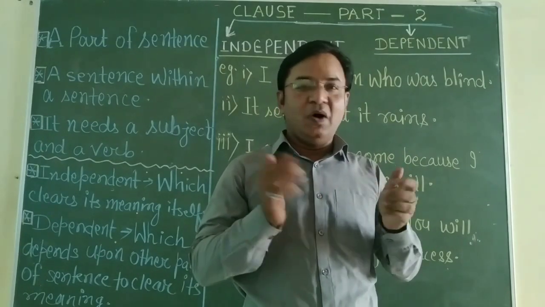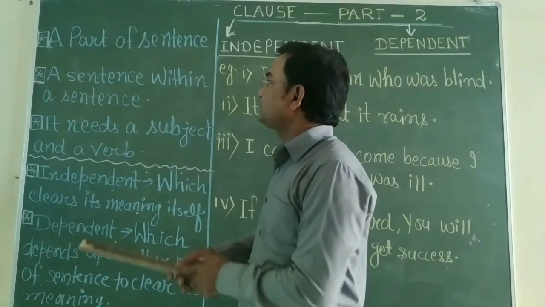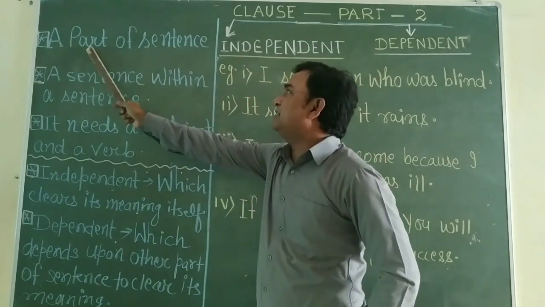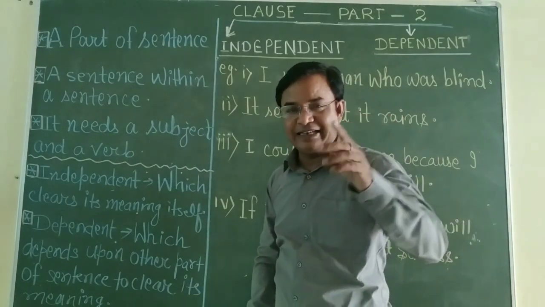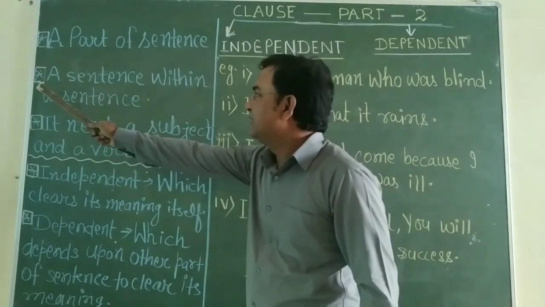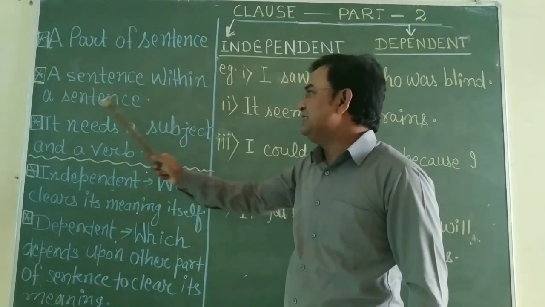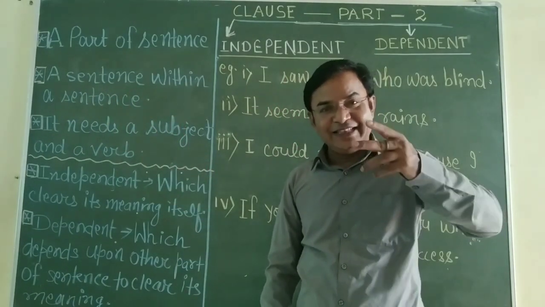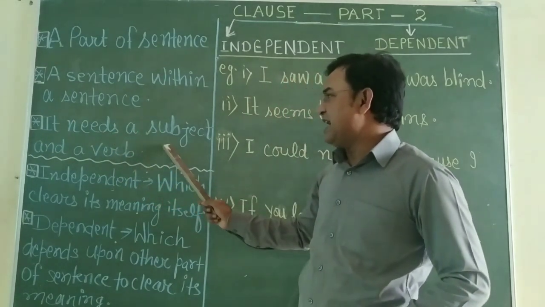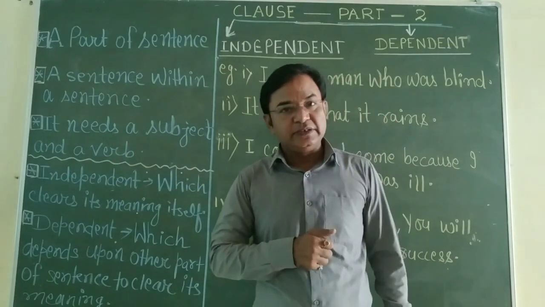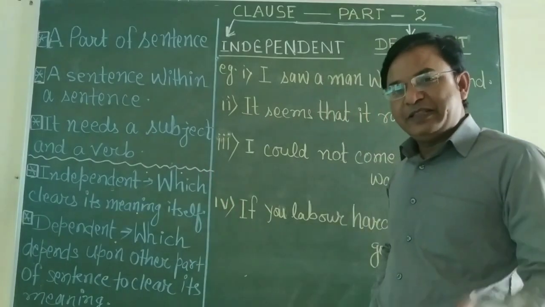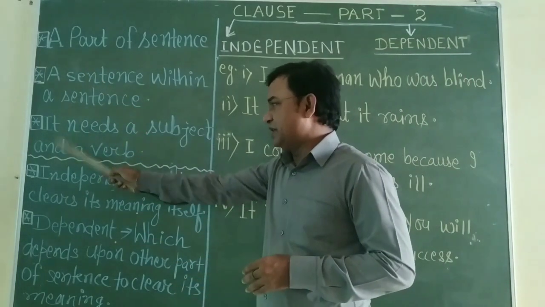Little bit confusing now? Okay, let's see here. First, what is a clause? Clause is a part of sentence. This is the first thing, that it is not a whole sentence, but it is a part of a sentence. Next, a sentence within a sentence. Next, it needs a subject and a verb. A clause needs one subject and a verb. So, with the help of examples, we will come to know all these things.